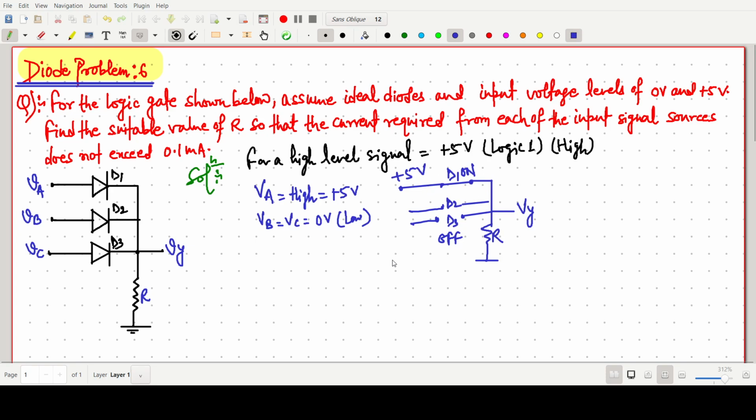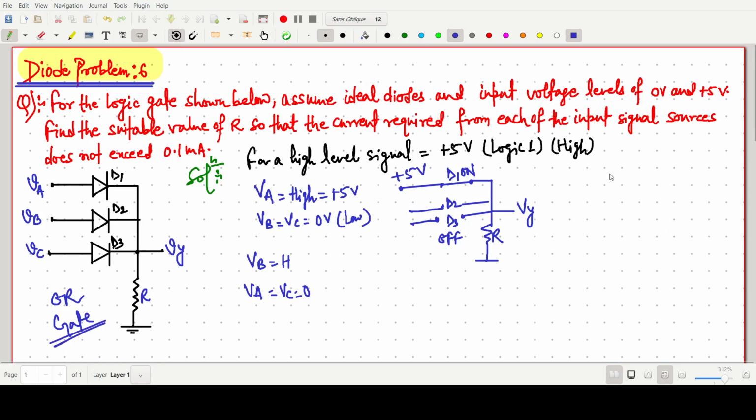If any one of the inputs is high, for example if VB is high and VA, VC are low, this again gives the high value of voltage. So we conclude that this is an OR gate.